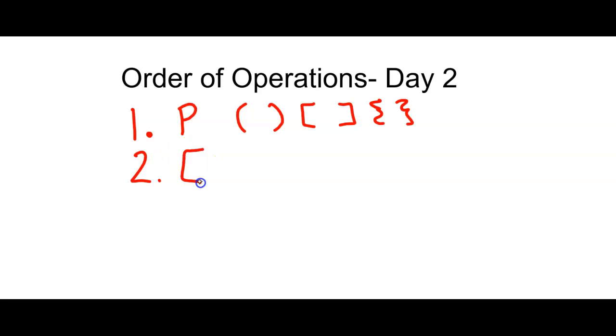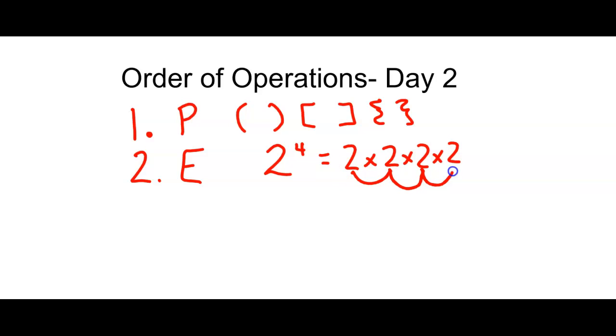Second, we have E for exponents. So if we have an exponent of, let's say, 2 to the 4th power, we would have to solve that by going 2 times 2 times 2 times 2, which would be 2 times 2 is 4, 4 times 2 is 8, 8 times 2 is 16. So solving our exponents like that.